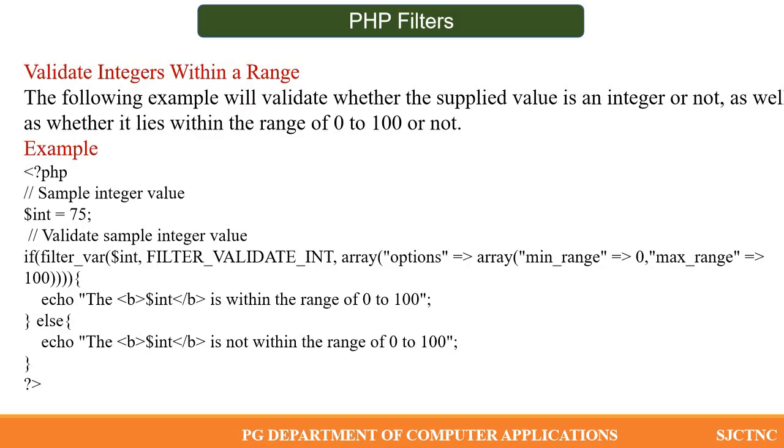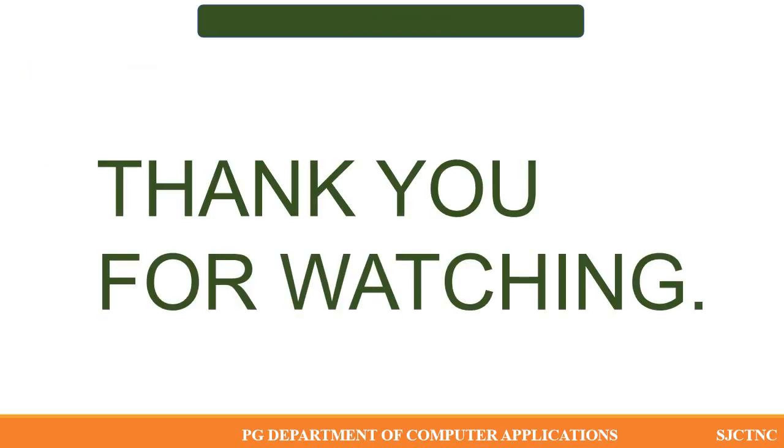Then second, we are checking the array of options, that is the range: the minimum range is 0 and the maximum range is 100. So we are checking whether this number lies between 0 and 100. If it is within this range, we get the message that 75 is within the range of 0 to 100. If we give 175, it is not within the range, so we will get the else part message that 175 is not within the range of 0 to 100. Thank you for watching.